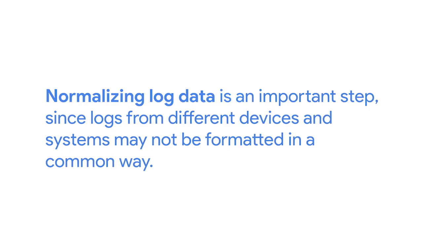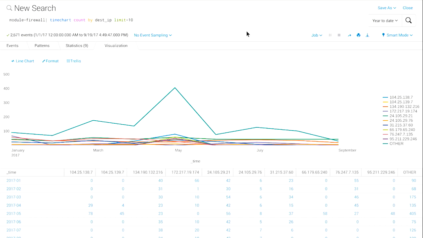Normalizing log data is an important step, since logs from different devices and systems may not be formatted in a common way. You might need to convert log components into a common format to make analysis easier for analysts and rule-based detection systems. This also makes correlation analysis easier.